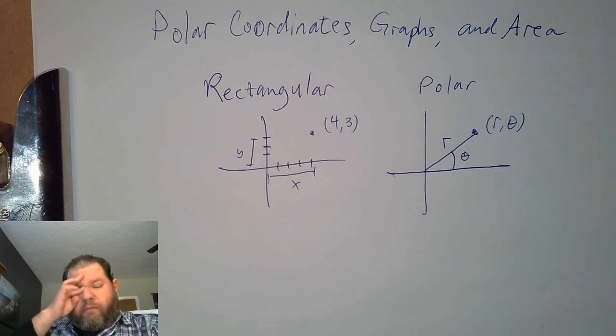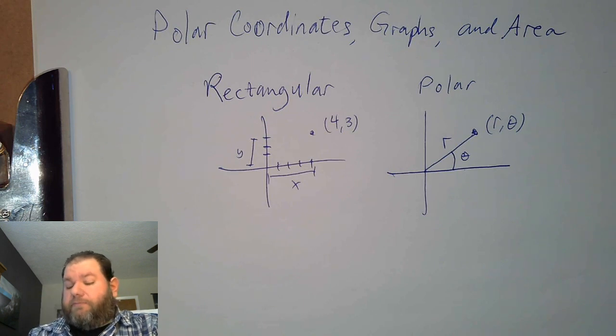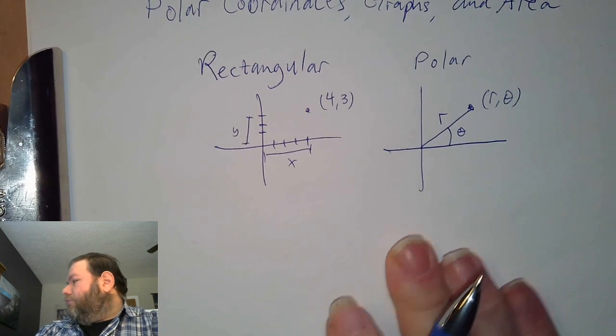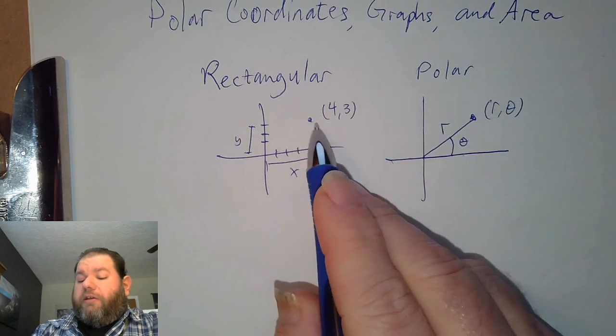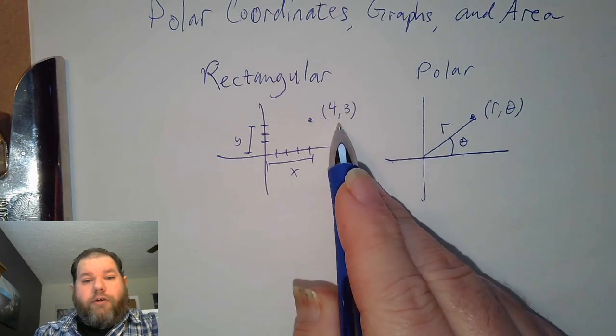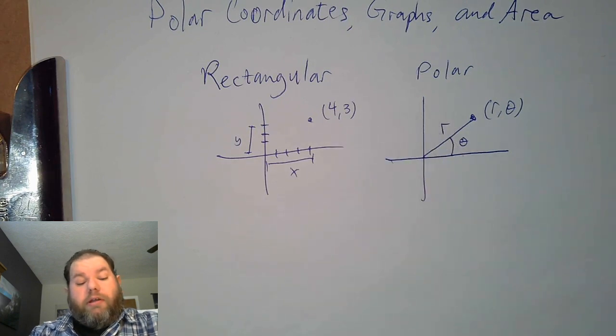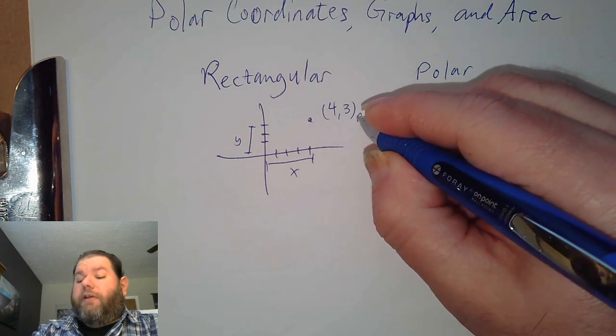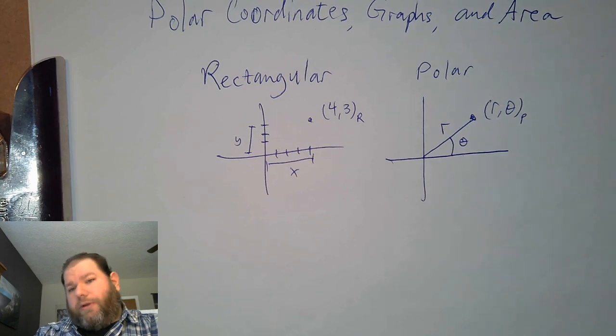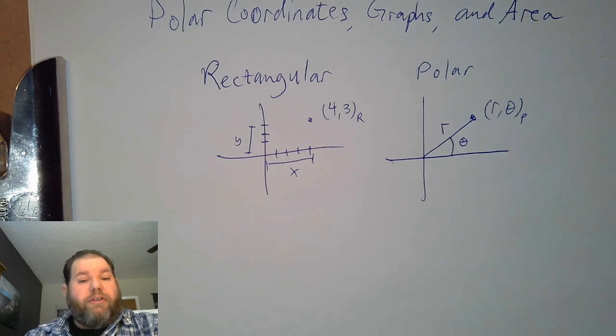Anyway, so we want to start off with the conversion to polar coordinates from rectangular. And we can actually find this coordinate for 4, 3 in polar form. Sometimes, to avoid confusion, we may give our coordinates a little subscript, like this is a rectangular point, this is a polar point. Especially if we're using them together, it's nice to distinguish which one's which.